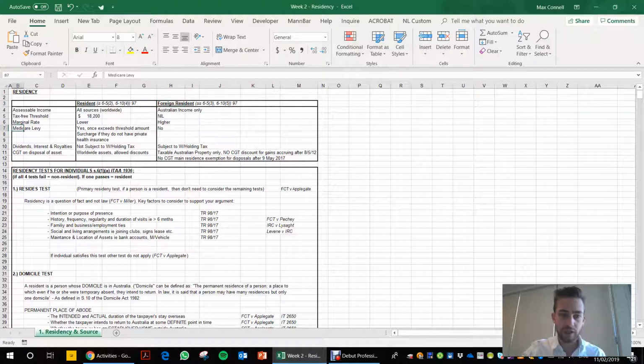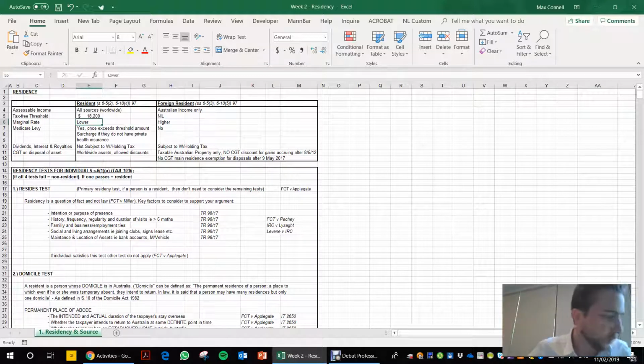Now, I haven't written down every single marginal rate here because there's not enough room, and you'll probably get that excerpt separately in the exam. But generally, Australian residents have a lower marginal rate than non-residents do. Foreign residents have no tax-free threshold, and they also pay slightly higher rates in the thresholds.